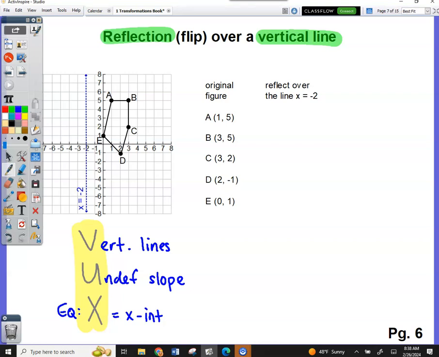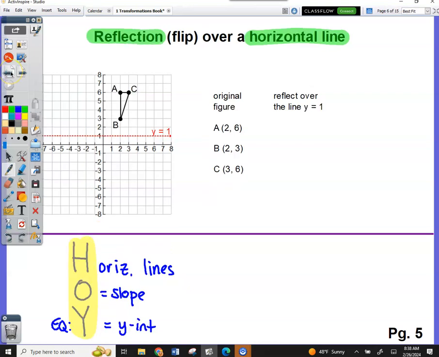I promise the HOI VUX is going to help, okay? I'm not teaching you some weird thing and you're going to be like, I'm never going to use that. You actually will for this stuff. Okay, so let's pretend like the line wasn't graphed for us. Let's confirm where it is. We're reflecting over the line y equals 1. This is what we're reflecting over.